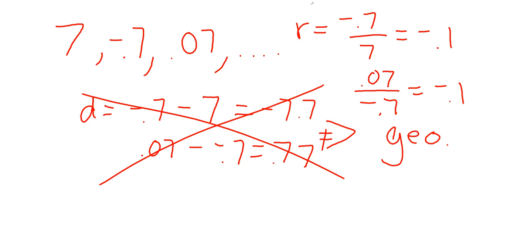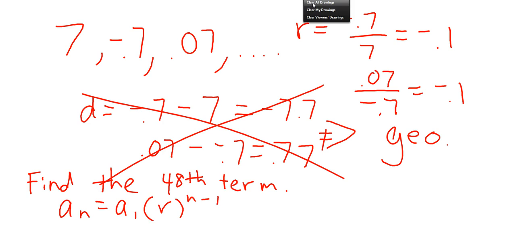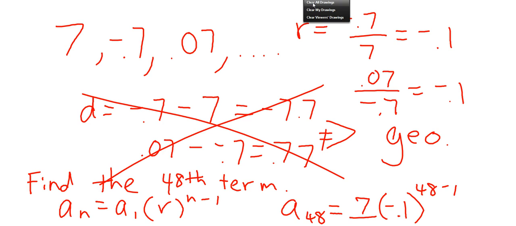All right. So let's say I said find the 48th term. Now this might actually be too small. We'll see. So you know, a sub n equals a sub 1 times r to the n minus 1 power. So a sub 48 equals 7 times negative 0.1 to the 48 minus 1 power, so 47th power.